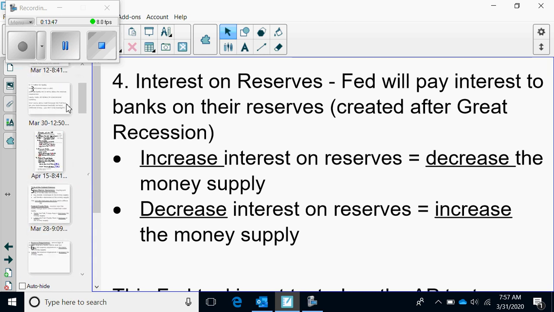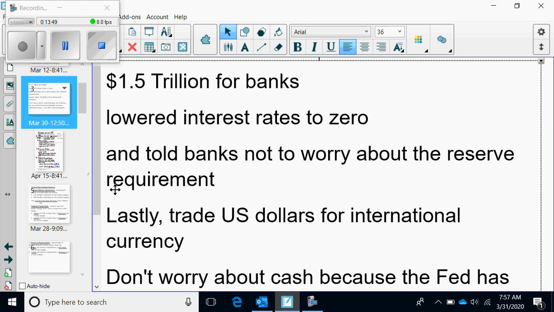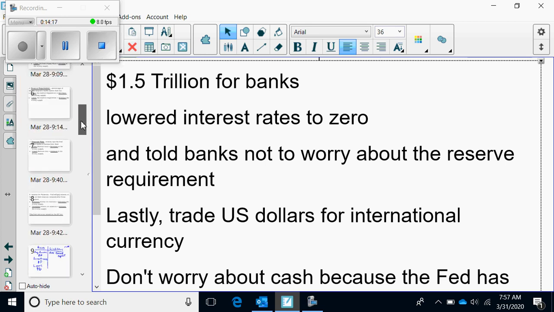Now, just going back to this slide right here, they're trading U.S. dollars for international currency. So you have a lot of countries around the world who are hoarding U.S. dollars, and they don't want to loan it out or they don't want to trade it. And basically the Fed says, don't worry about it. We'll give you even more. So the Fed's actually giving U.S. dollars for international currency to keep the flow of money moving around the country. So this is kind of what's going on.